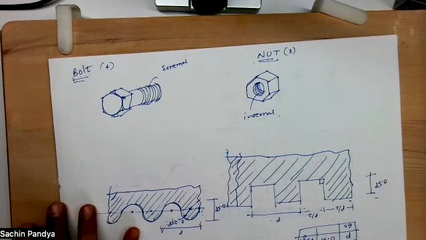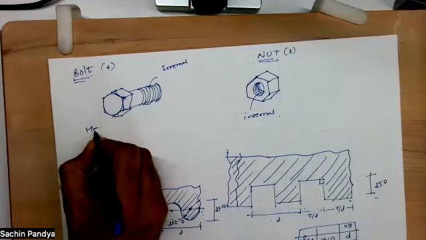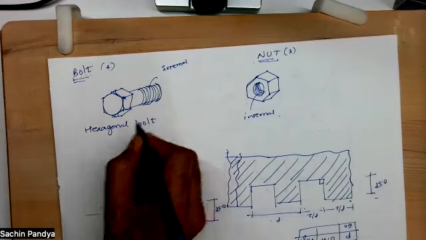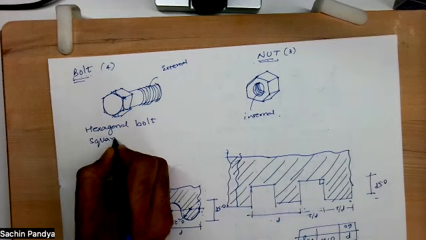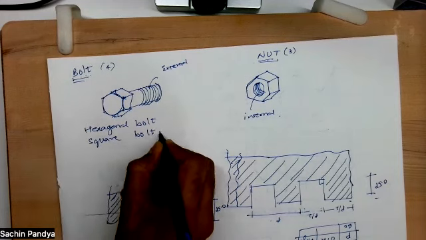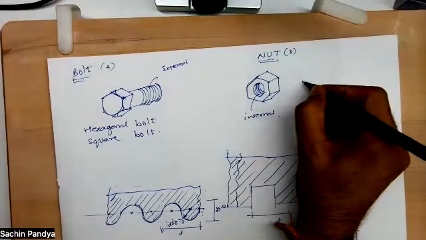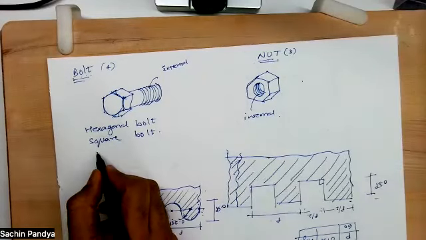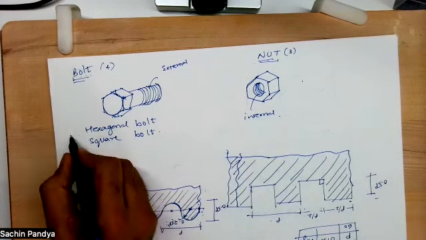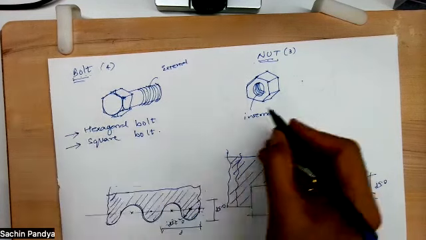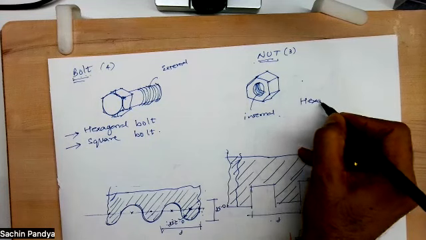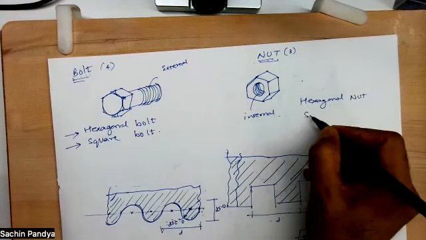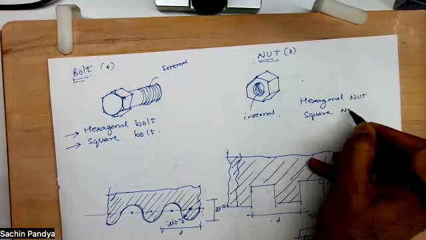So in bolt, we have two types of bolt. One is the hexagonal bolt and the other is the square bolt. And in nut also we have two. In fact, earlier we had J bolt and T bolt also, but they are not there now in your portion. You have only two bolts and two nuts: the hexagonal nut and the square nut.